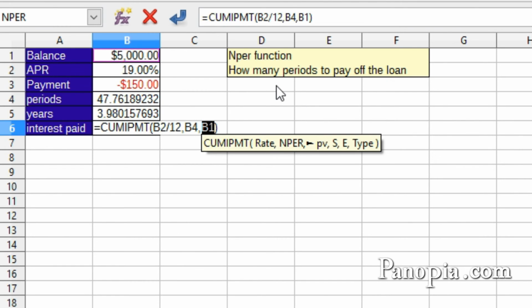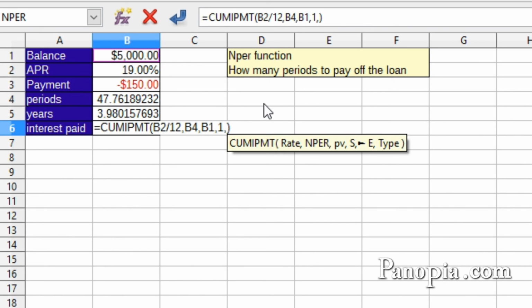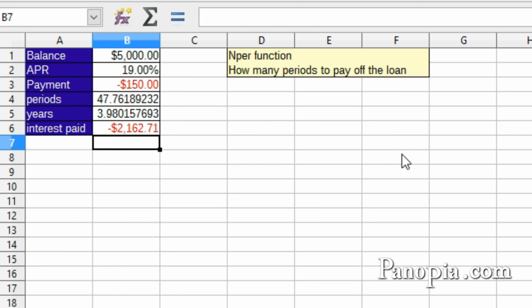Comma. The start period. This is 1. We want the payments from 1 to the total number of payments. Comma. The end payment period. Click B4. Comma. The type. The type is required in this function. The payments are at the end of each period, so this is 0. Press enter. Wow! A lot of interest. Don't let this happen to you.